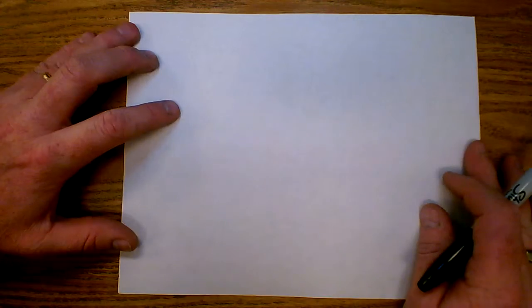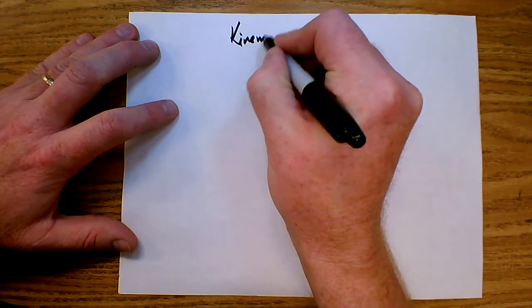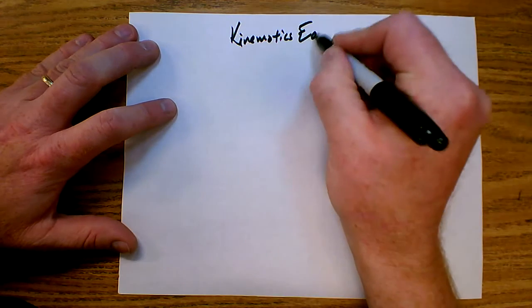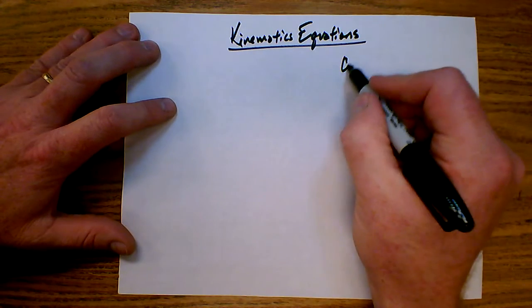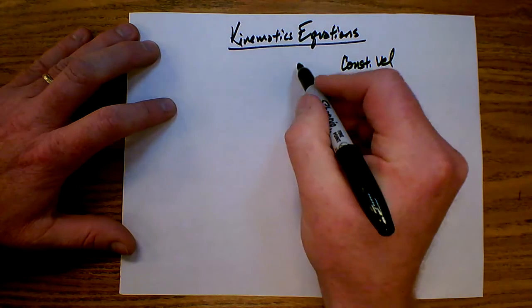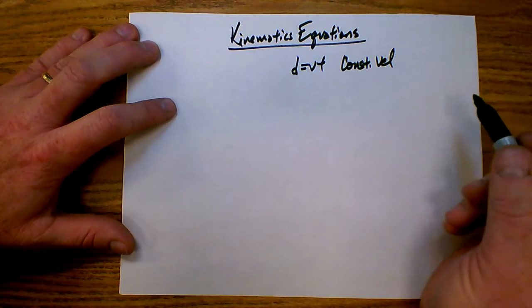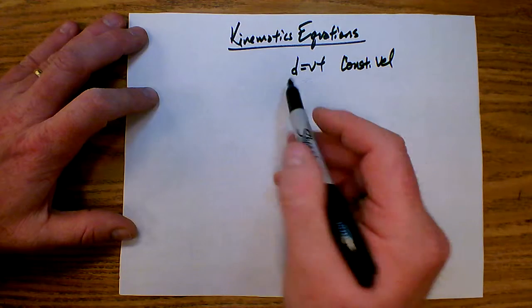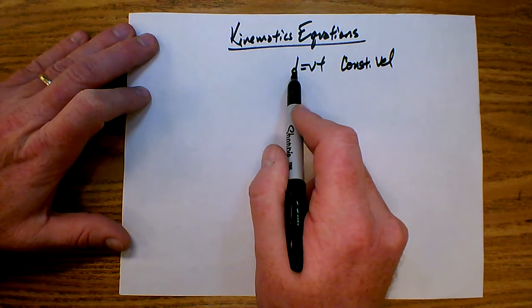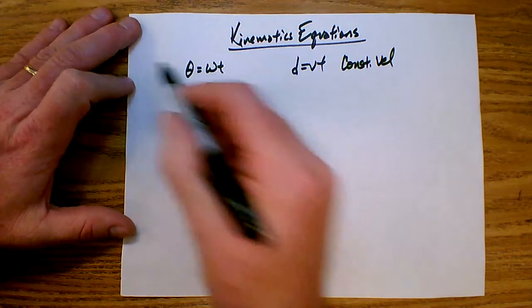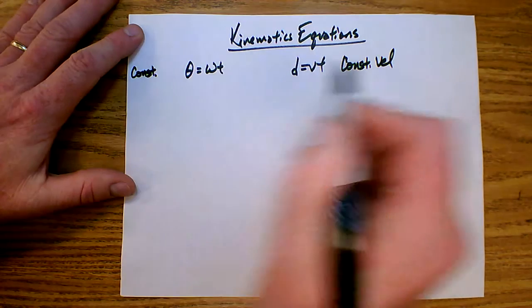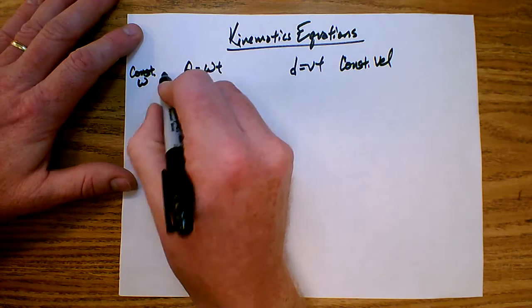Now we can take those relationships and we can look at how the kinematics equations work. For constant velocity, if you'll recall, we had d equals vt. Well, in rotational motion, that looks like d becomes theta and v becomes omega. So this is, instead of constant linear velocity, this is constant angular velocity.